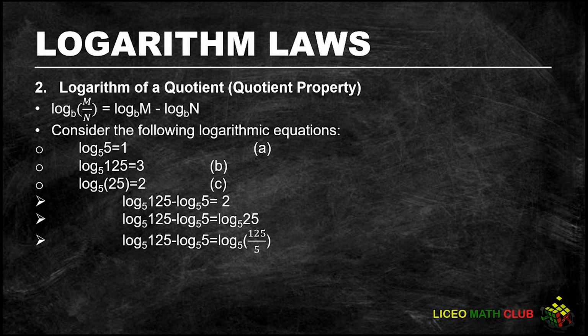Checking the equation, log base 5 of 125 is equal to 3, log base 5 of 5 is equal to 1, and when subtracted results to 2, or the value of log base 5 of 25.